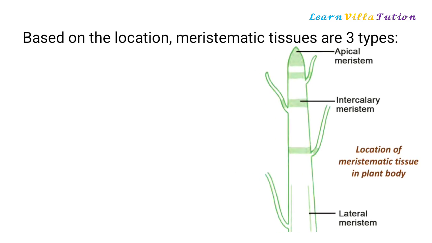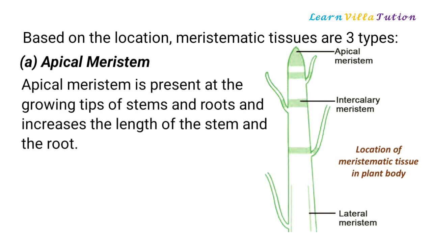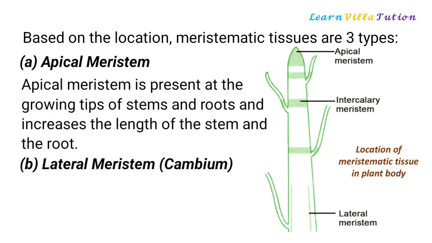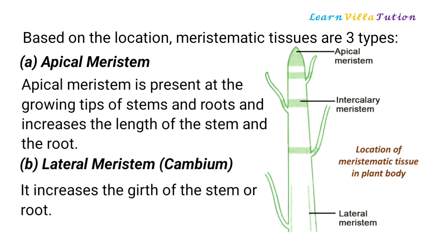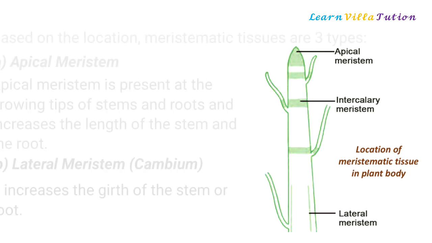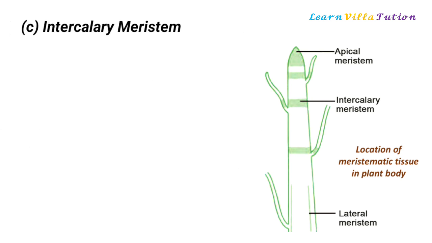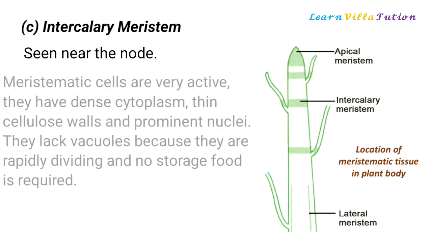Based on the location, meristematic tissues are of three types. Apical meristem: it is present at the growing tips of stems and roots and increases the length of the stem and the root. Lateral meristem, cambium: it increases the girth of the stem or root. Intercalary meristem: seen near the node.